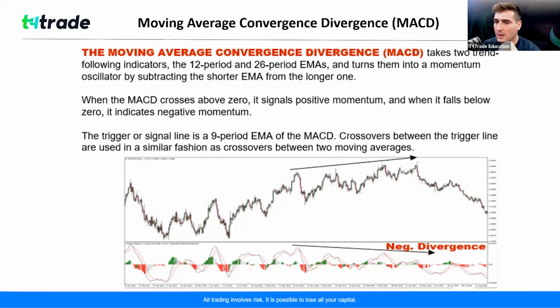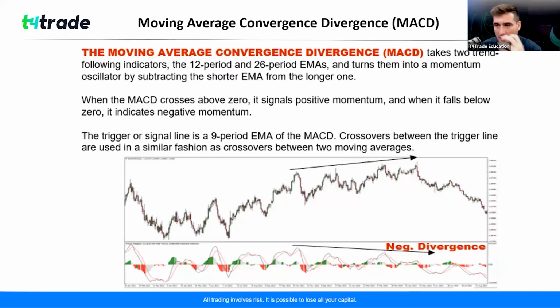Again, recapping, when the MACD line crosses above 0, so green histogram bars, it signals positive momentum. And when it falls below 0, it indicates negative momentum. Those are the two key takeaways that you need to extract from all the things I've just mentioned. Above 0, positive momentum; below 0, negative momentum. Momentum is one aspect of the entire thing, and all the pieces will fall into place.